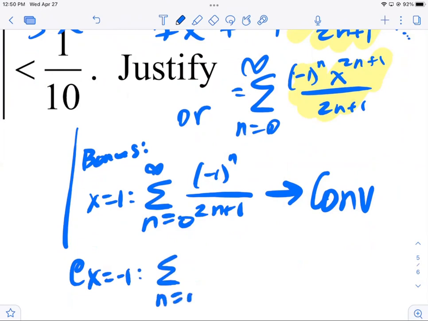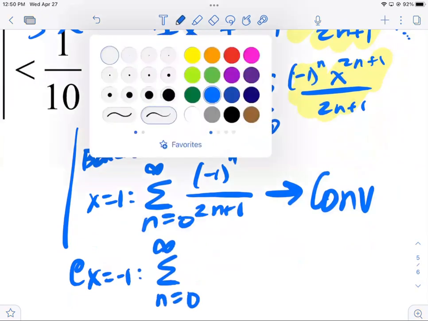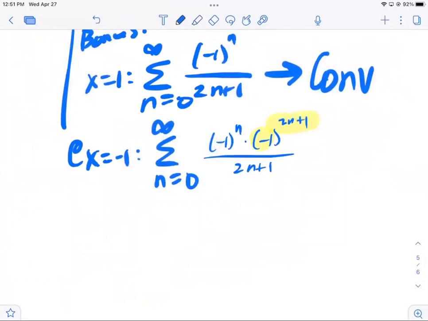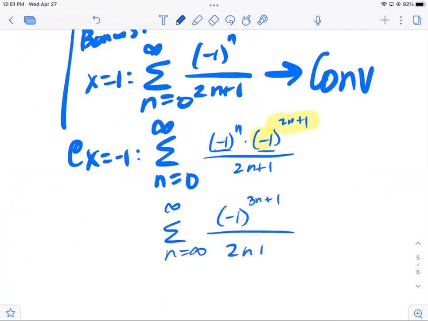Now you plug it in for x and you get the sum from n equals 0 to infinity of -1 to the n, but now you're going to get -1 to the 2n plus 1 all over 2n plus 1. Is -1 to the 2n plus 1 actually an alternator? Well, I need to work on this a little bit. Let's go ahead and combine exponents first, because it's -1 to the n times -1 to the 2n plus 1. I can add exponents. That's -1 to the 2n plus n, which is 3n plus 1. Is this an alternating series?